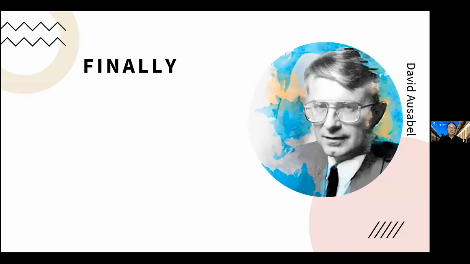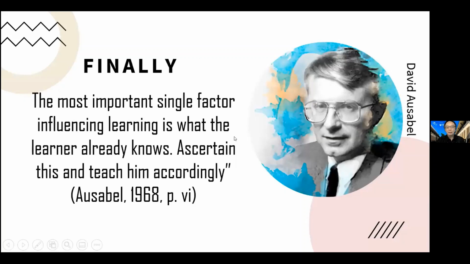Right. Finally, ladies and gentlemen, Pia, can you read this for everyone again? Gladly. Yes. By Ausubel, 1968. The most important single factor influencing learning is what the learner already knows. Ascertain this and teach him accordingly. Yes, ladies and gentlemen, that's what Ausubel said. He is one of the early pioneers in the area of learning sciences. He was an educational psychologist, and he spent his whole career building a theory on learning, which basically puts the learner at the center of the whole pedagogy.